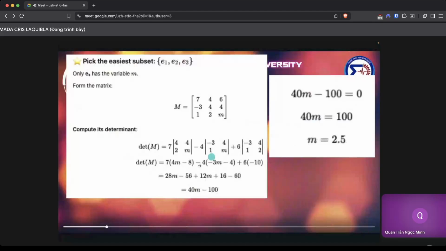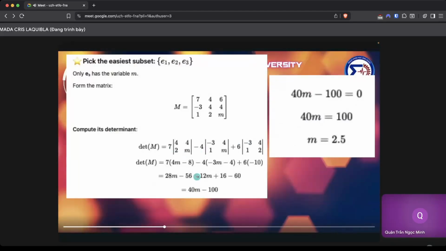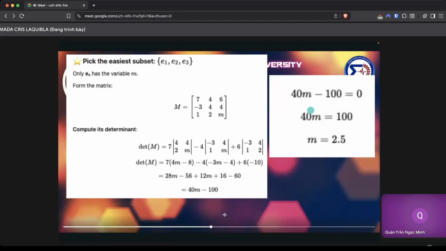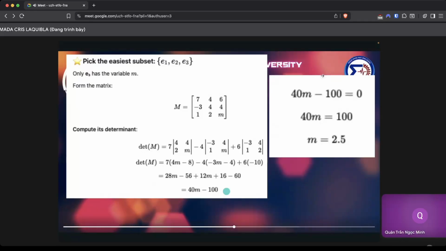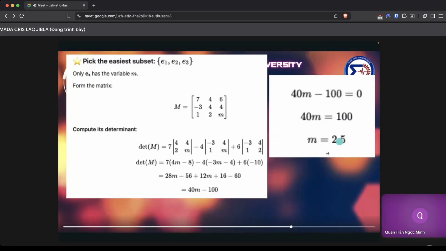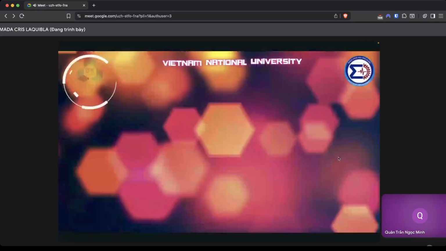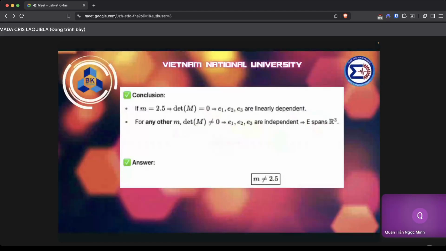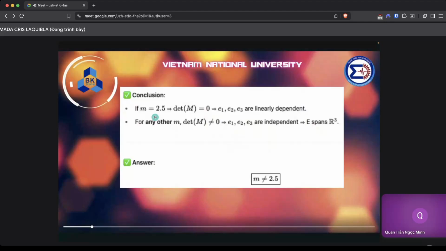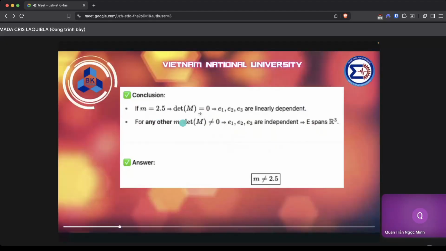I will not give much detail in solving determinants. You have lots of examples here already. And the last that we can solve is 40m minus 100. You equate that to 0 and then divide it by 40 both sides. Your m is 2.5. So that m value is the restriction. Your m should not be equal to that because if your m is 2.5, the determinant of m there becomes 0 because you equate this to 0, right?